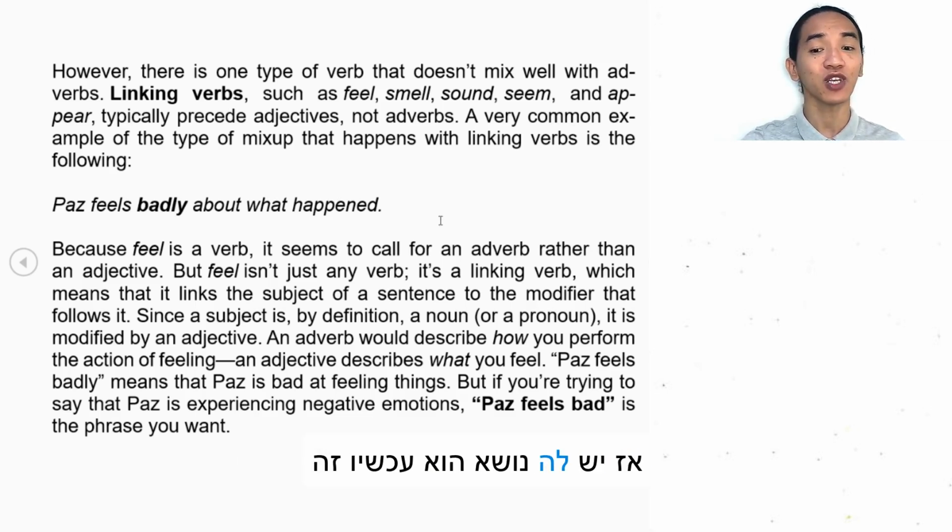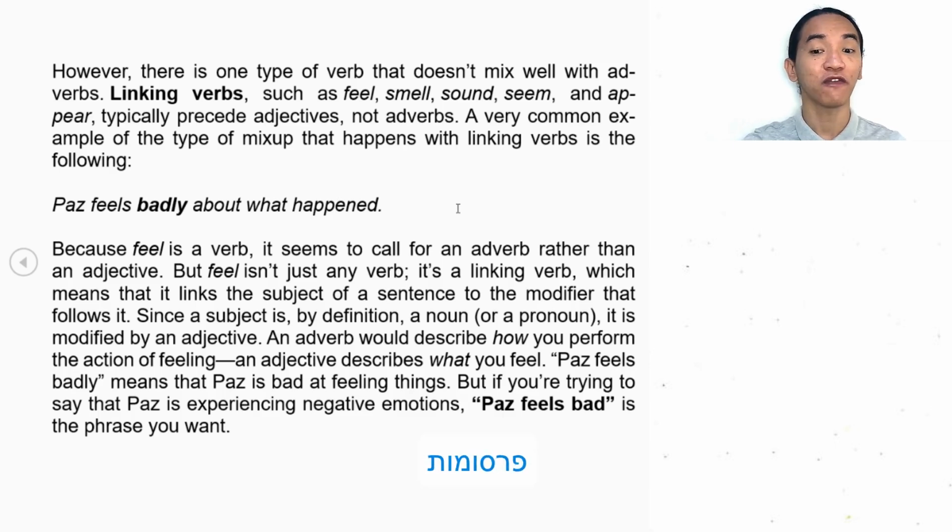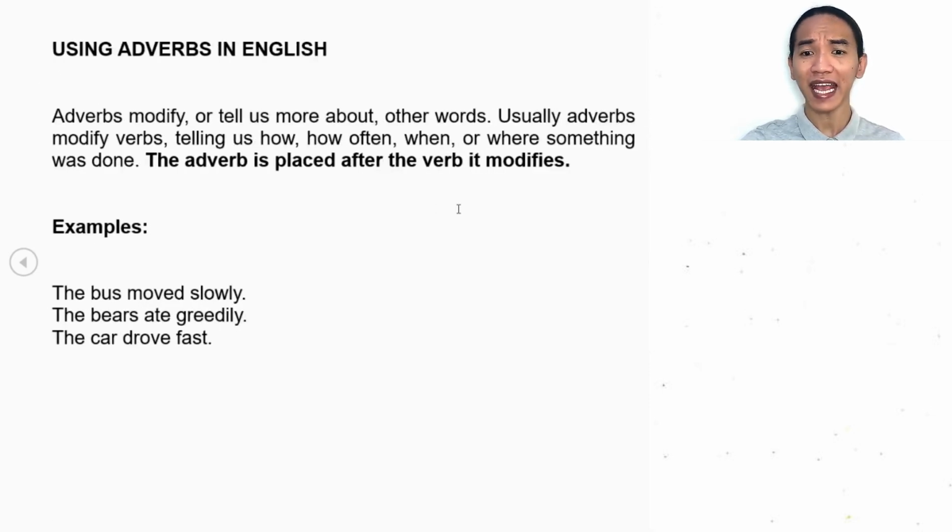So since a subject is a noun, it is modified by an adjective. So an adverb would describe how you do the action of feeling. An adjective describes what you feel. So there is a difference between the two. So Paz feels badly. We are actually talking about how Paz feels. But the sentence Paz feels bad, we are actually talking about what Paz feels.